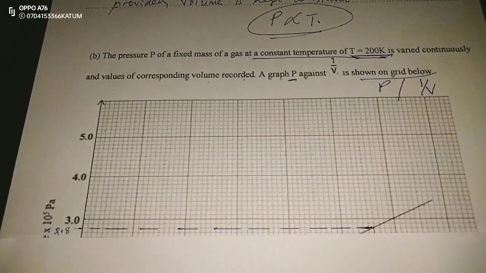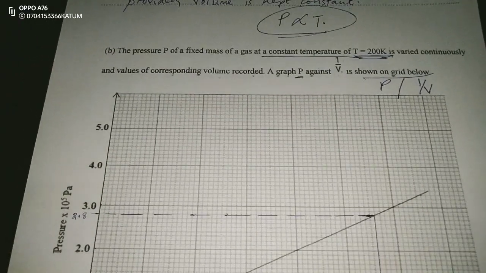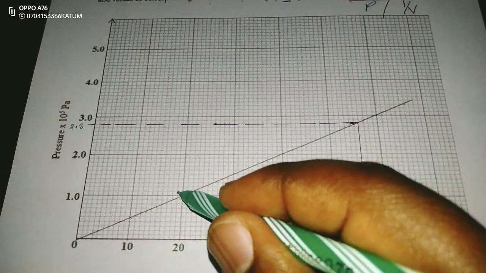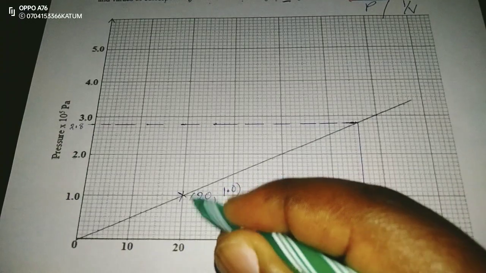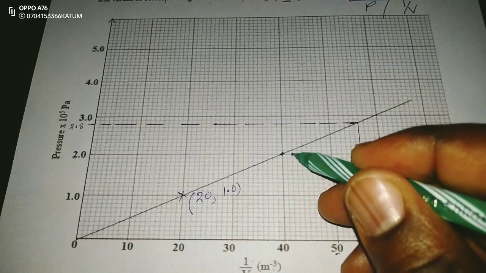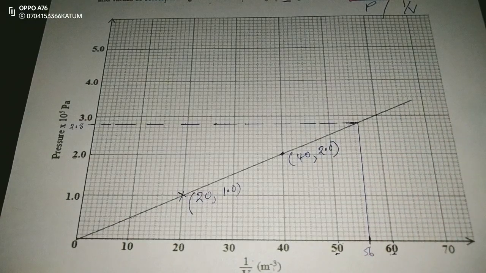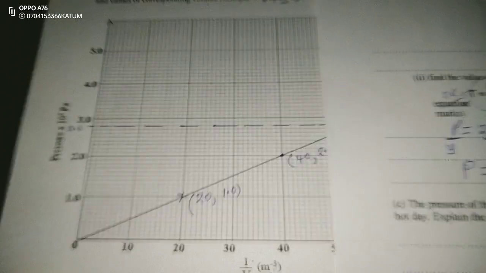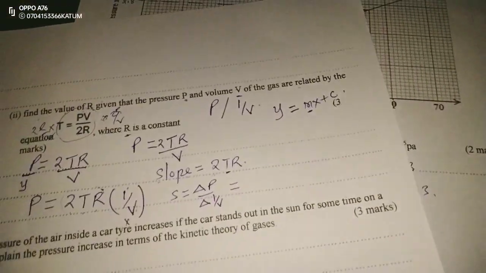Let me get any two coordinates which are lying on the line so that we may get the slope. Any two coordinates, we can even pick as early as from here. This is going to be 20 and 1.0. A coordinate like this, which is 40 and 2.0. So we can use those coordinates for us to find the slope. So for us to find the slope of this line, we need the two coordinates 20 and 1, then 40 and 2.